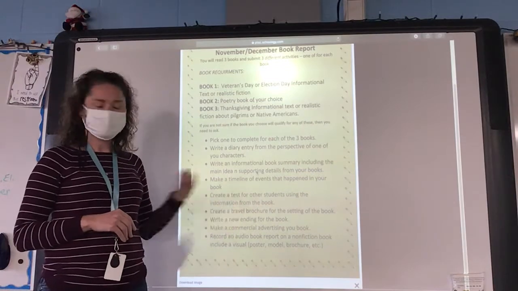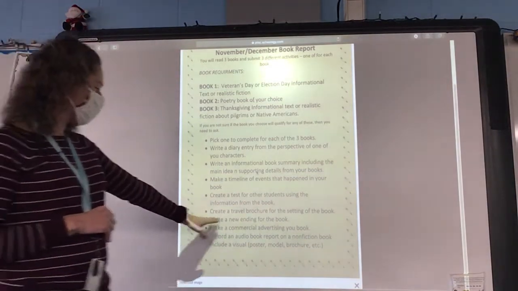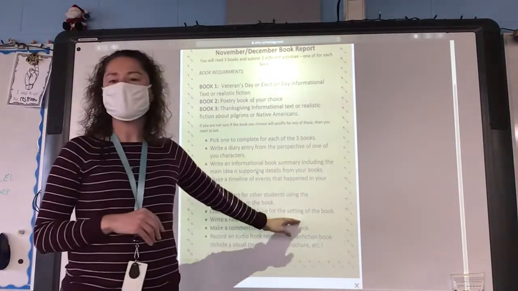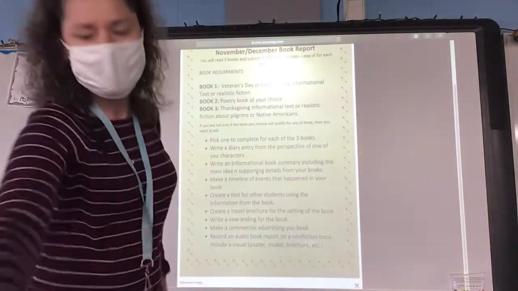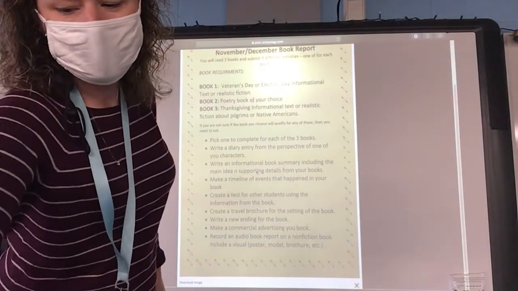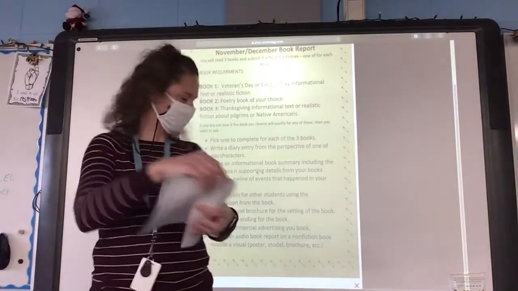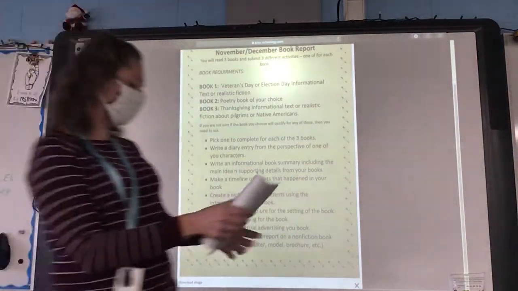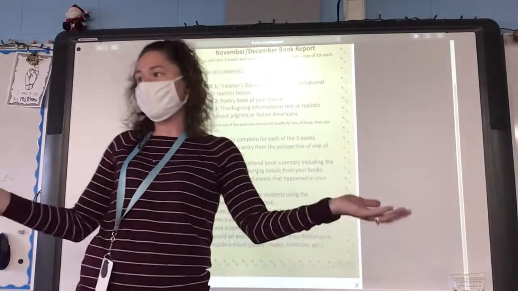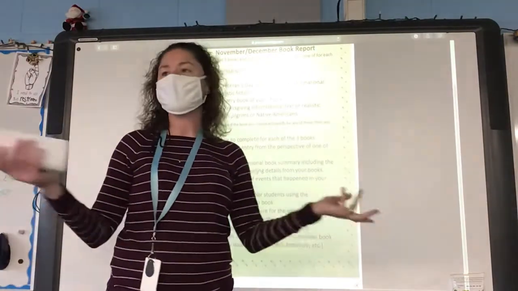5 at the least. Okay? A travel brochure, which is exactly what you're working on in language. So a travel brochure gives you information about a book. Okay? So for the setting, it's pretty much what you're doing for language. What's the setting of the book?